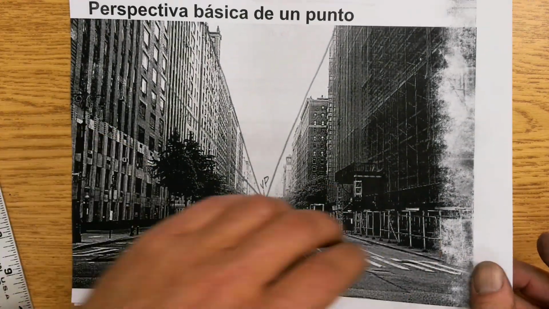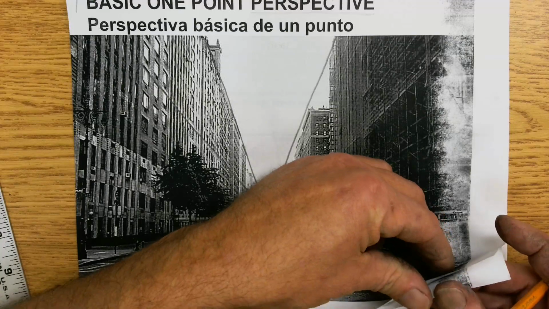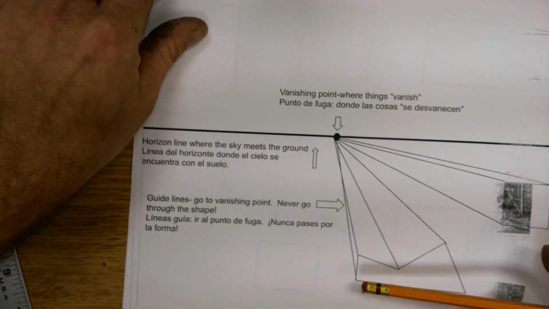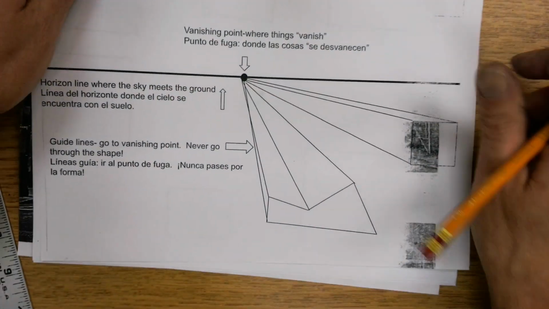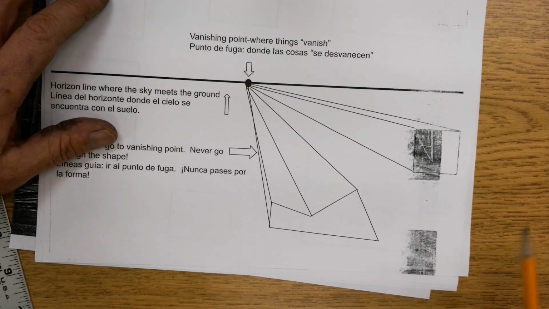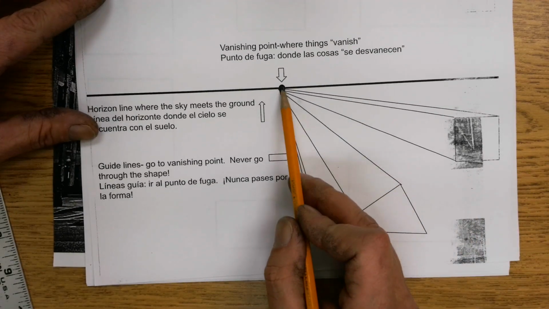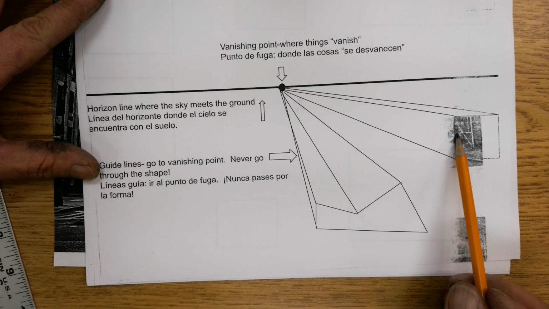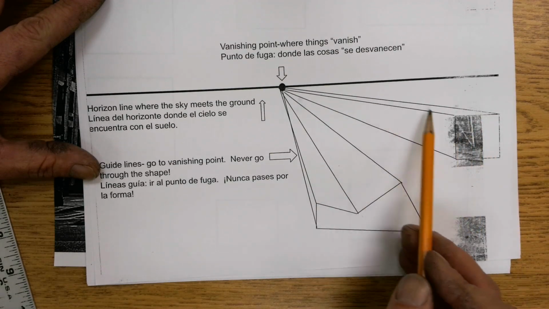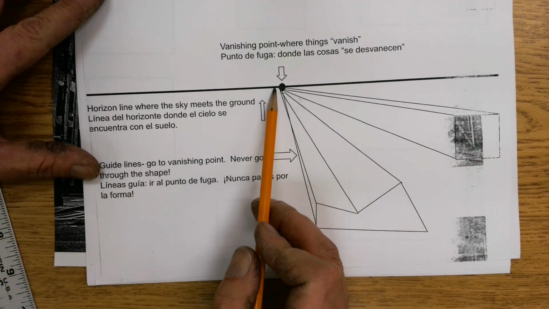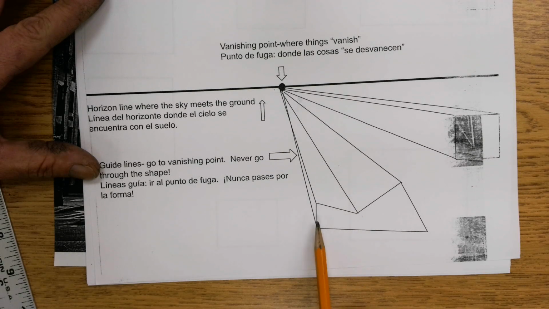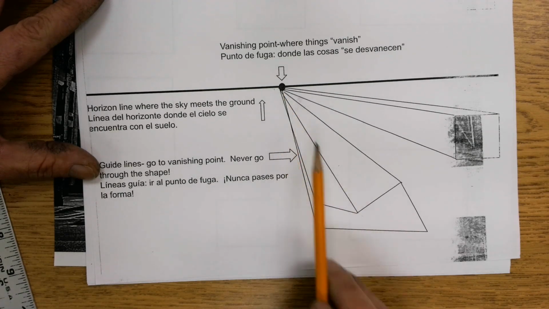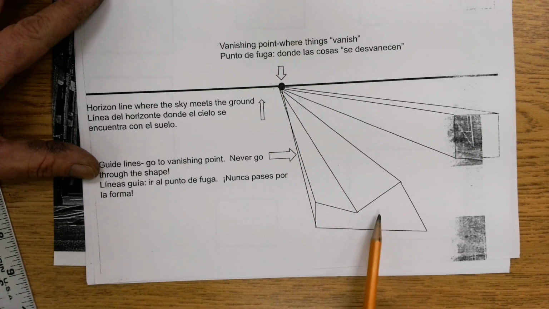Now, if I turn my page, it explains it a little bit better. Just ignore the copier marks. Here's your vanishing point, and I drew these two shapes here. And you can see that they've been connected to the vanishing point, but only the corners that I can connect without drawing through the shape. It's not made out of glass. We can't see through it. So that one we could not connect.